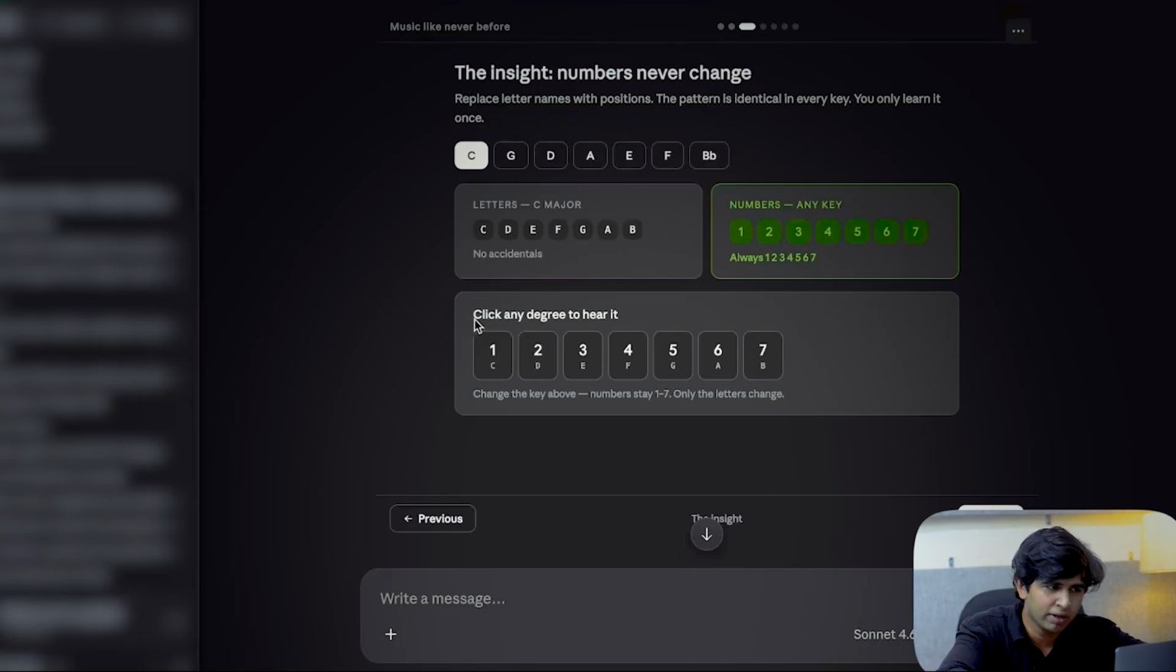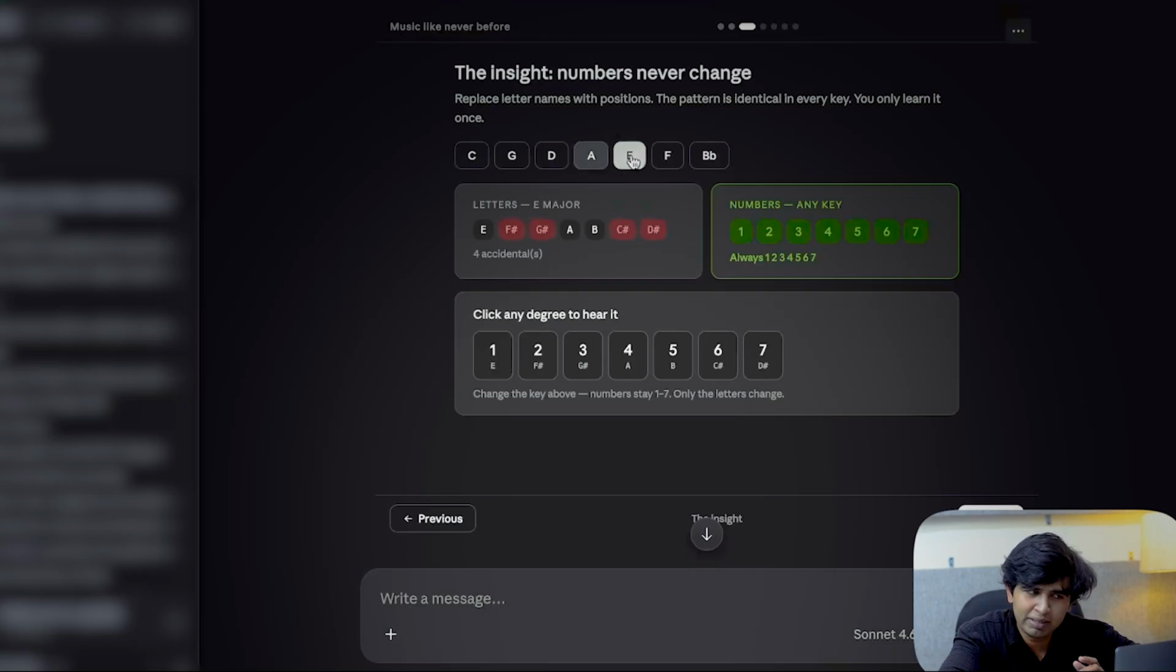So again, trying to make you understand, numbers would always stay the same. The function of the numbers would always stay the same, be it your C major scale, be it your G major scale, again the numbers would be the same, the relationship would be the same. Same thing goes for D major, A major, E major, F major, B flat major. And if you notice, the sound will also be the same.